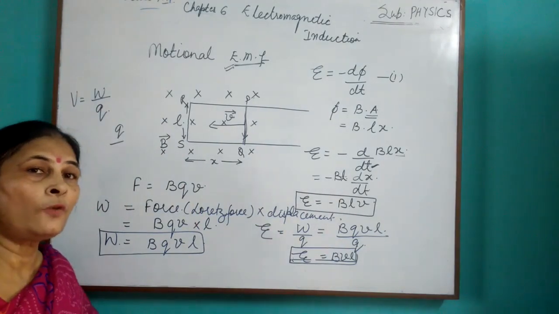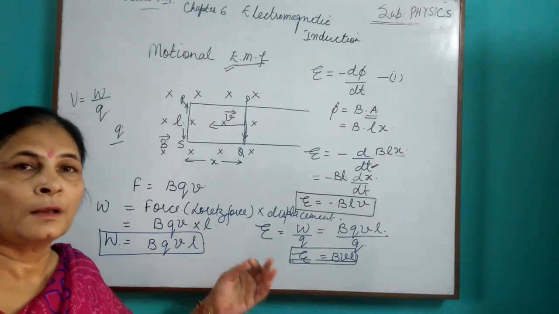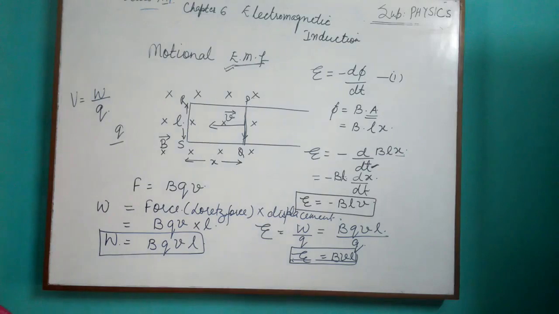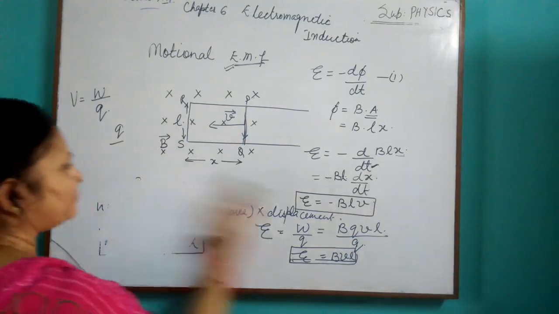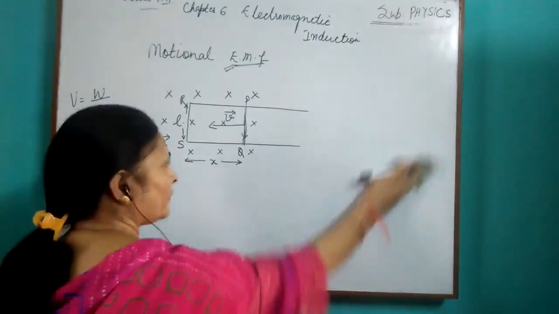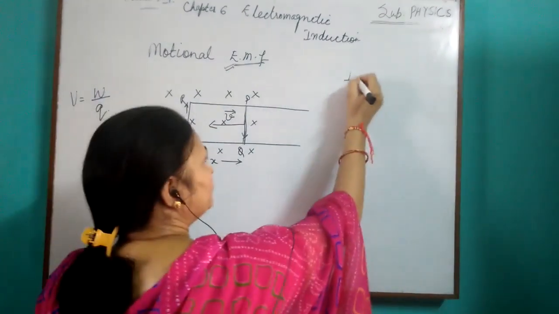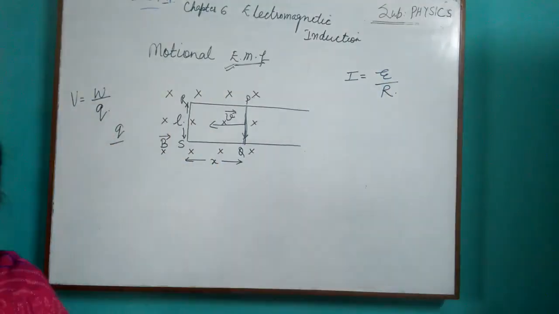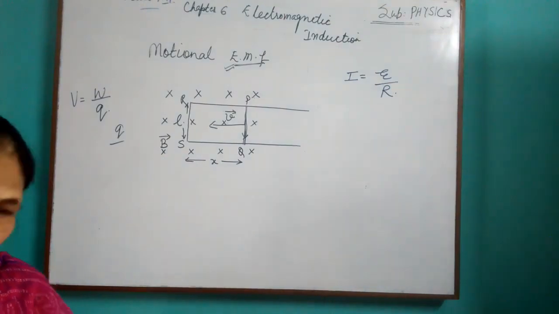And once you have got an induced EMF, there will be an induced current. Now, how will we determine the induced current in the circuit? Now, what will be I equals to? I will be equals to E upon R. Now, what was E equals to? BVL.